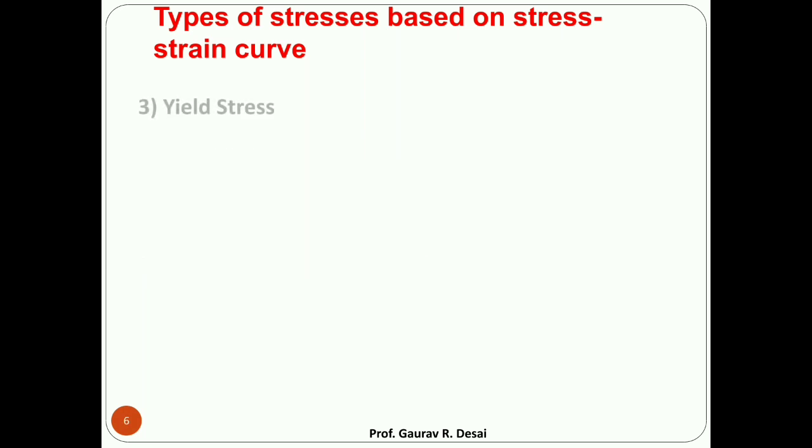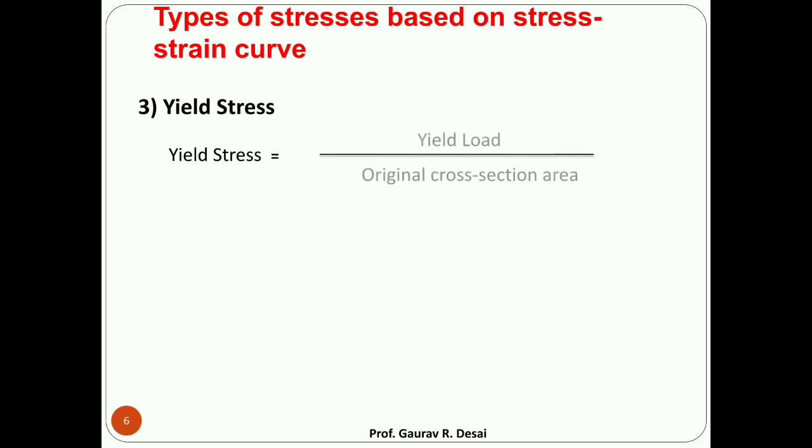Next, number 3 is yield stress. So how do we define yield stress? It is the ratio of yield load to the original cross section area. So it is given by the formula, yield load in the numerator divided by original cross section area. You studied the stress strain curve for ductile material. In that we found 2 points, upper yield point and lower yield point. So this stress is related to those 2 points, means yield load.